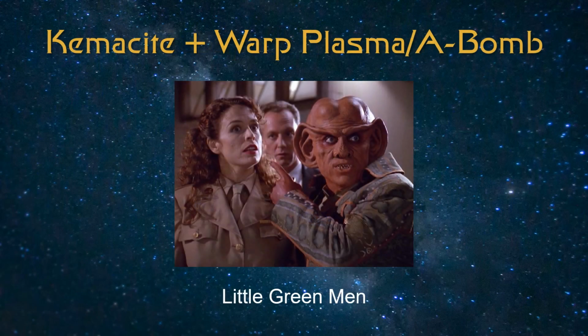In the hilarious episode Little Green Men, a combination of Kemacite and warp plasma transport Quark's ship along with Rom and Nog, and secretly Odo in tow, back to 20th century Earth, where they become the Roswell aliens. However, they are able to recreate their accident by flying into an atomic explosion, and they are able to return to their own century.